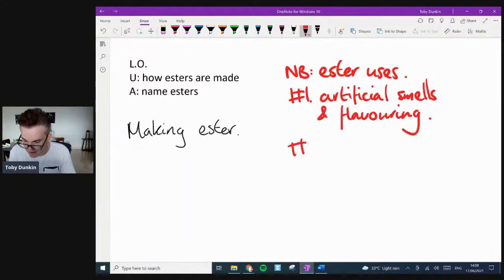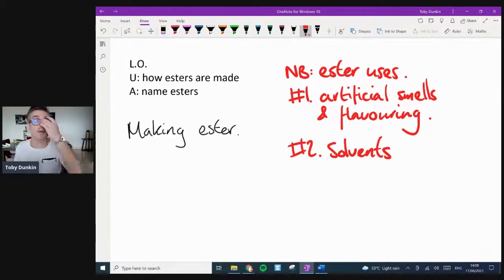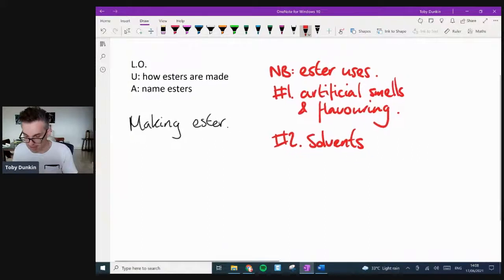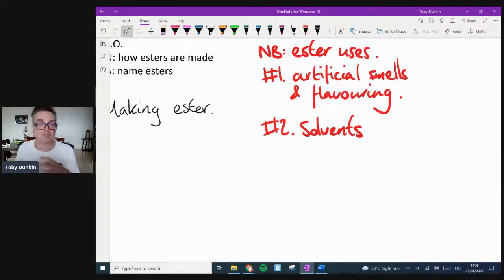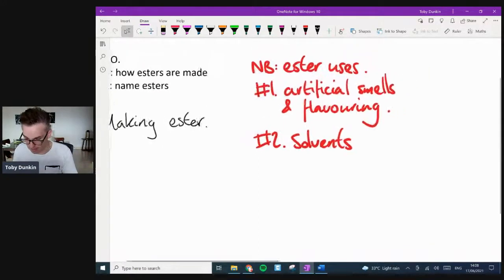Number 2, they are solvents. They actually dissolve plastics. The example being superglue. Superglue has a very, very sharp, almost burning smell to it. It's because it's an ester and it dissolves plastics. So when the ester evaporates, the plastic solidifies, crystallizes, and forms a solid again. Hence why everything turns solid when you evaporate all the liquid out of superglue.